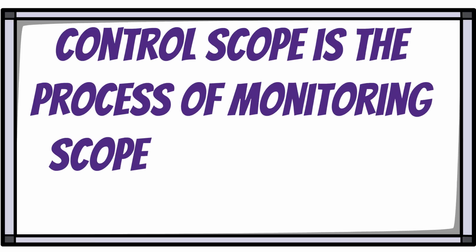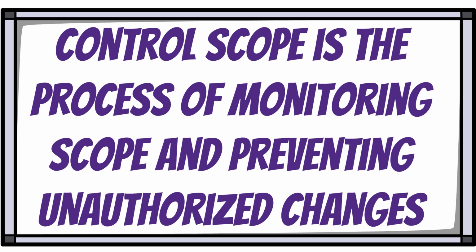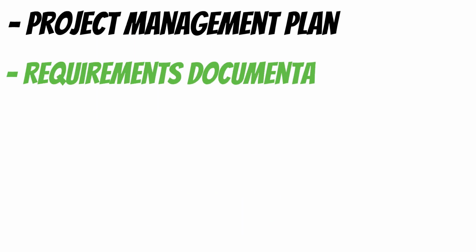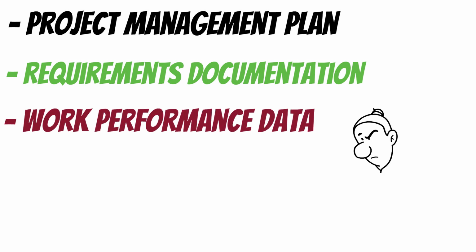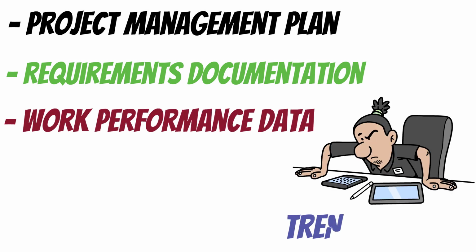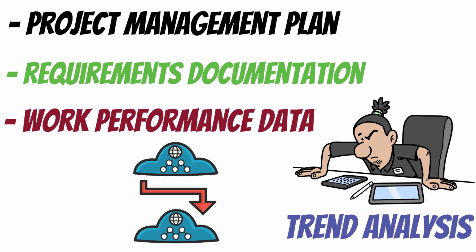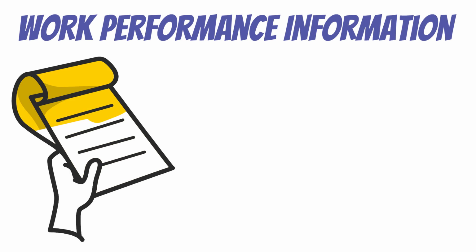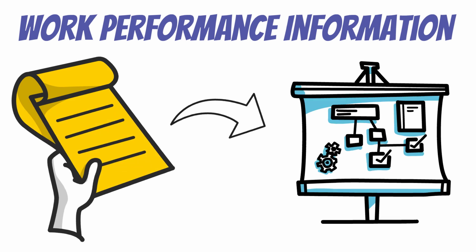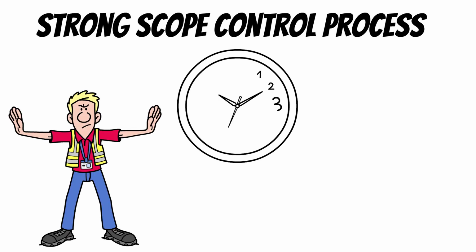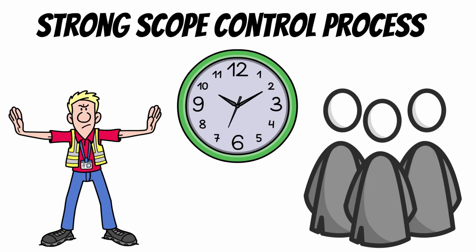Here is a quick recap. Control scope is the process of monitoring scope and preventing unauthorized changes. Key inputs include the project management plan, requirements documentation, and work performance data. The main tools are variance analysis, trend analysis, data analysis, and the change control system. The major outputs are work performance information, change requests, and updates to the project plan and documents. A strong scope control process prevents scope creep, keeps projects on schedule, and ensures stakeholders stay happy.